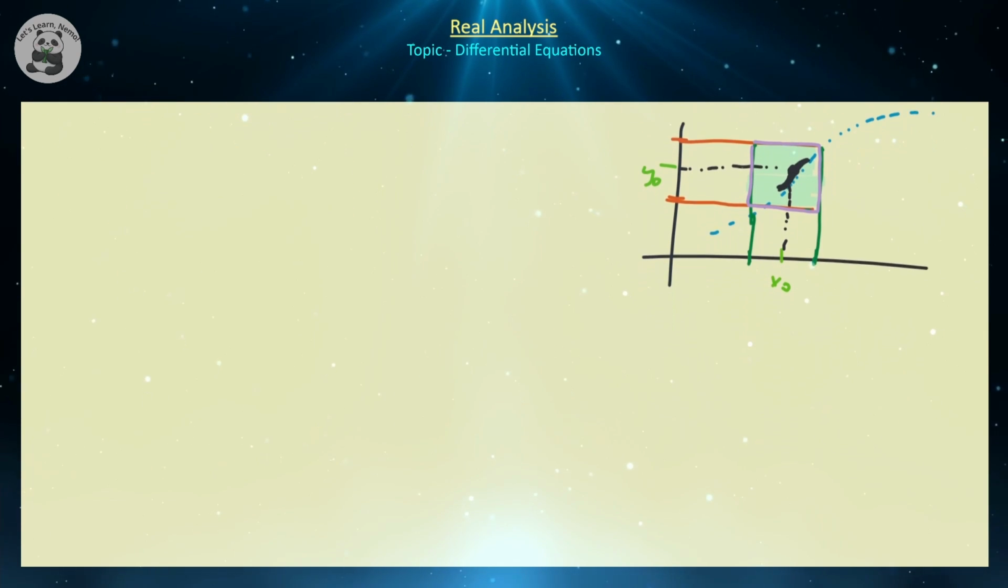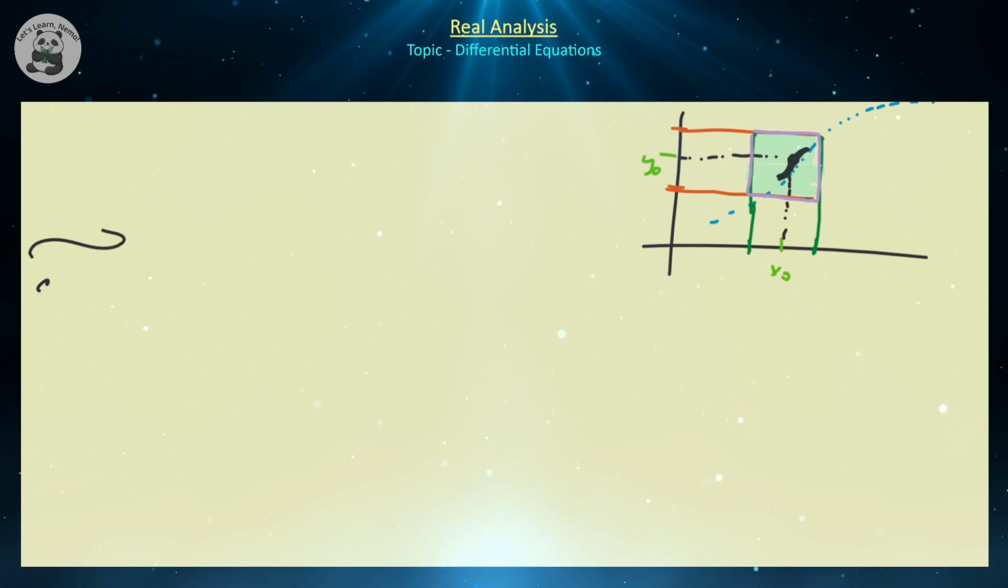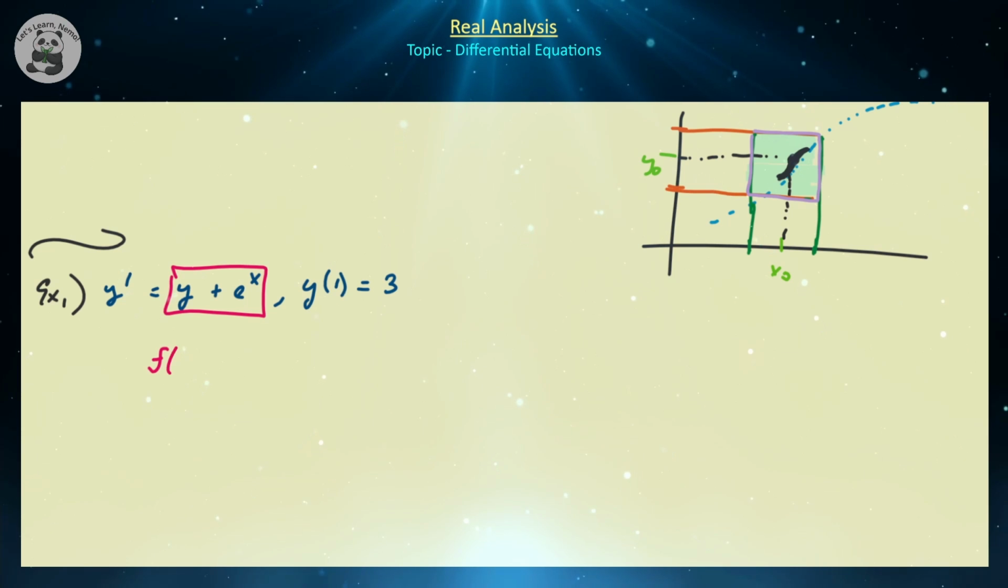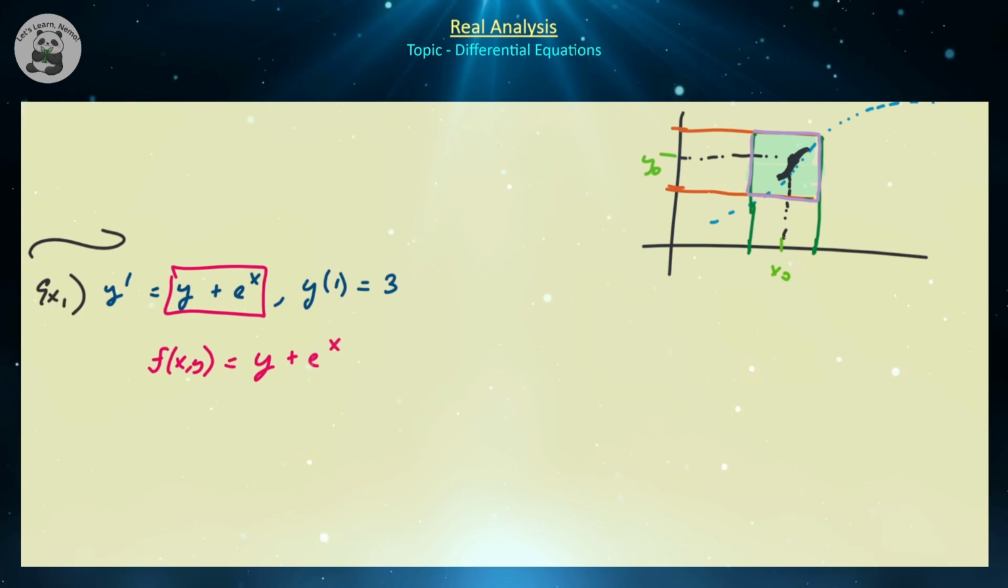So before we give a sketch of the proof of this, let's just go through a couple of examples of differential equations to see if they have a unique solution at all. Let's start off with a very easy one that you probably already know how to solve, and that's y prime is equal to y plus e to the x with the initial condition y of 1 is equal to 3. So the first thing that we need to label is our f. Our f(x, y), in this case, is going to be y plus e to the x.